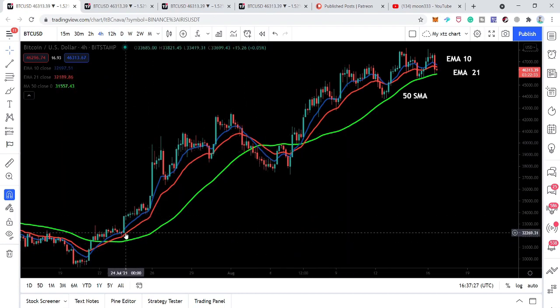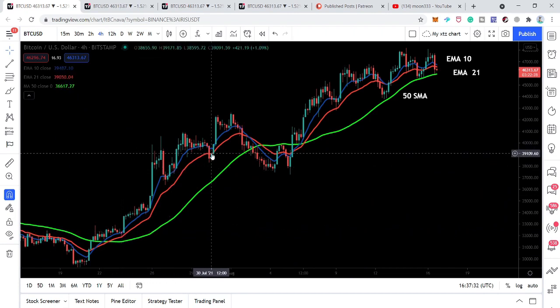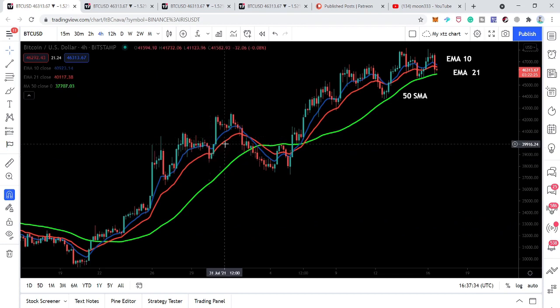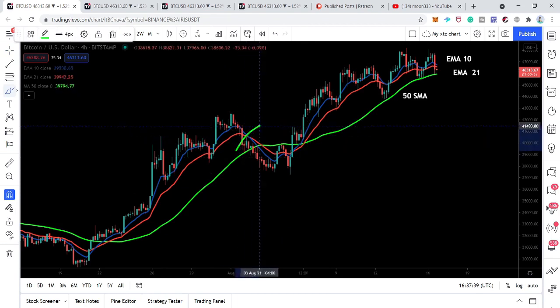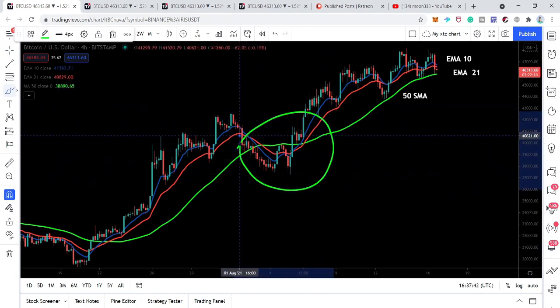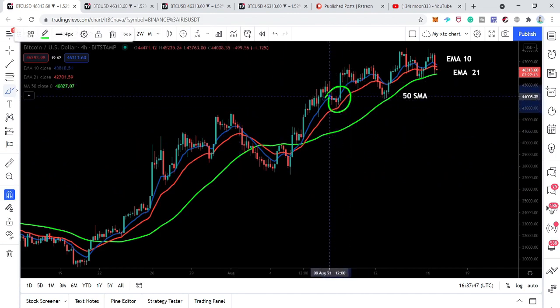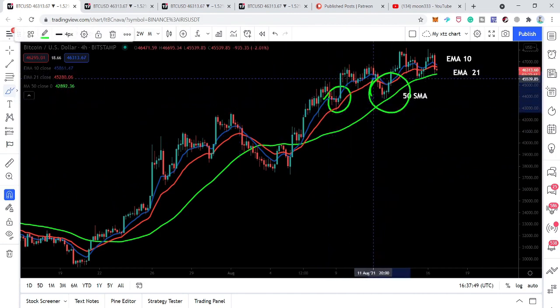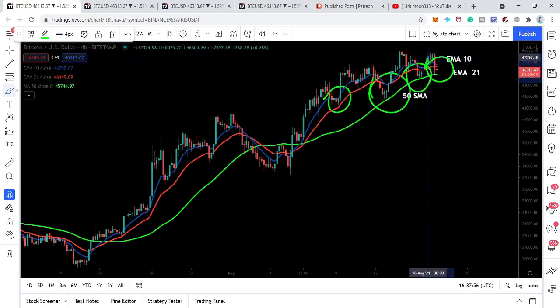Like here the price action used the EMA 10 and 21 as a support. Here it used the EMA 10, and here the price line used the EMA 10 and 21 both as a support, moved up. And here for a while the price action broke down the simple moving average 50 and the exponential moving averages 10 and 21 both. And here we have another retest. And here we have the test of the 50 simple moving average. And here recently we have the test of the 50 simple moving average. And right now the price action is again testing the simple moving average 50 on the 4-hourly time frame chart.